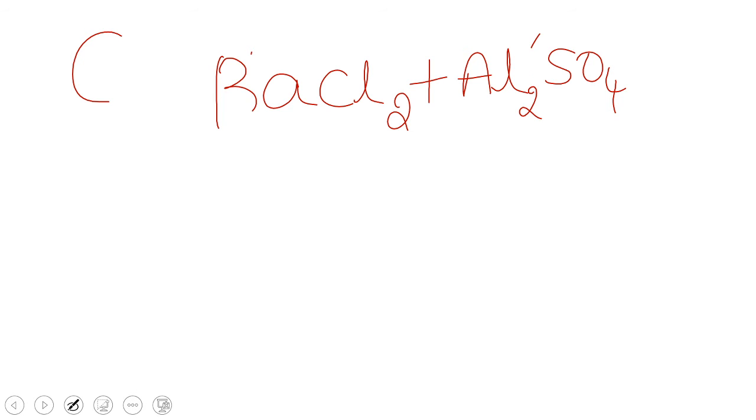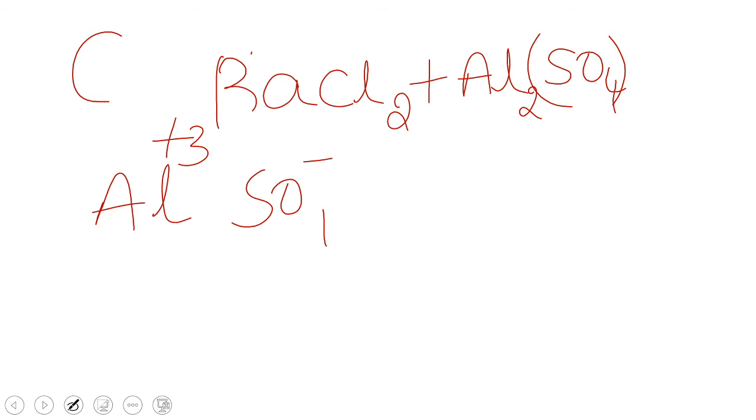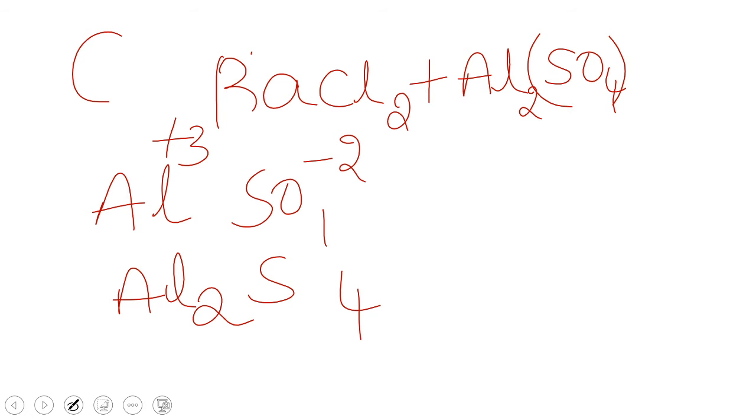Aluminium sulfate means it is Al2(SO4)3. Because in the crisscross method, do you remember? Aluminium is +3 and sulfate is -2. So the charges will be exchanged. That is Al2 and SO4 thrice.